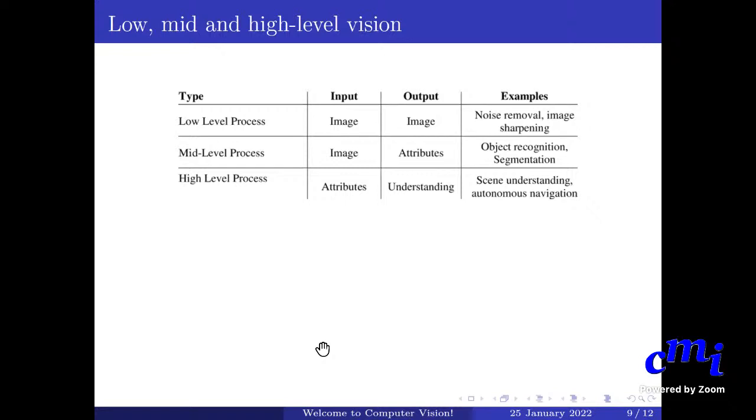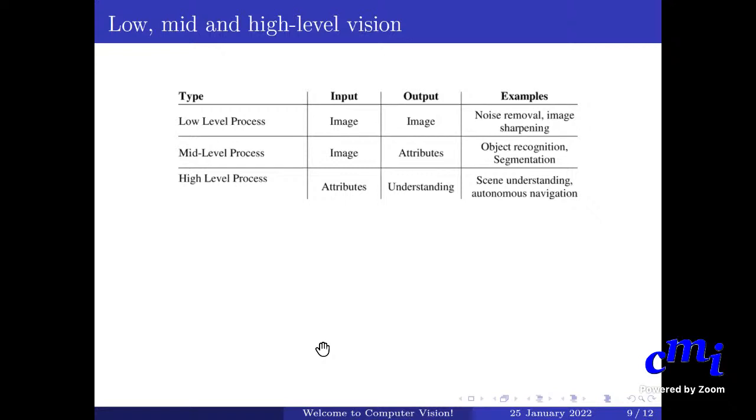The mid-level processes, on the other hand, will take in the image and give out some information. So in terms of attributes, which usually means in terms of a vector. The output will probably be a feature vector, or it could even be that you have given an image and the output is a vector consisting of the areas of the objects found in that image. So that is the output.